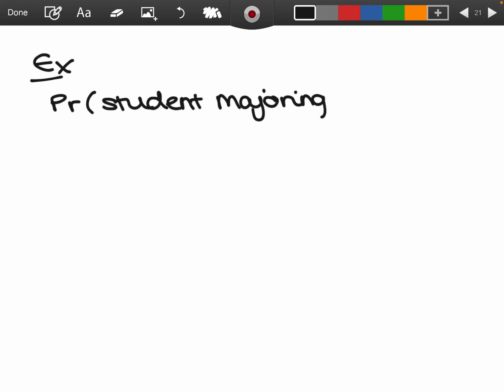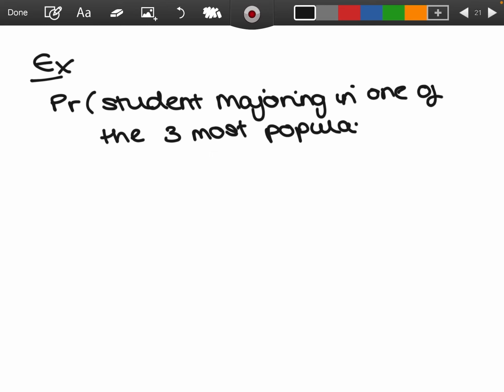They've done another example in the textbook which leads on from the previous example which looked at the college majors. So they've said, what's the probability of a student taking one of the top 3 most popular fields? So the probability of a student majoring in one of the 3 most popular majors.